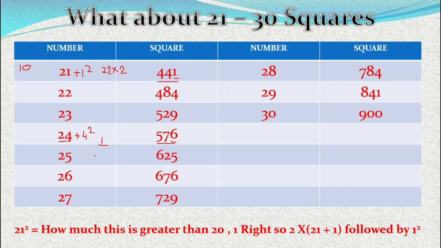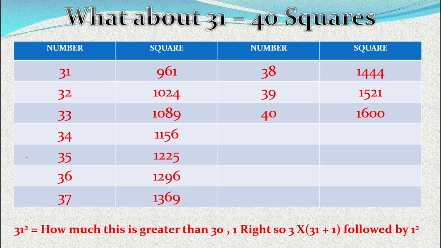And same as the remaining things, I can do it with all the remaining numbers. And what about 31 to 40? Yeah, the same. What is that? Take this 33. 33 is 3 times greater than 30.